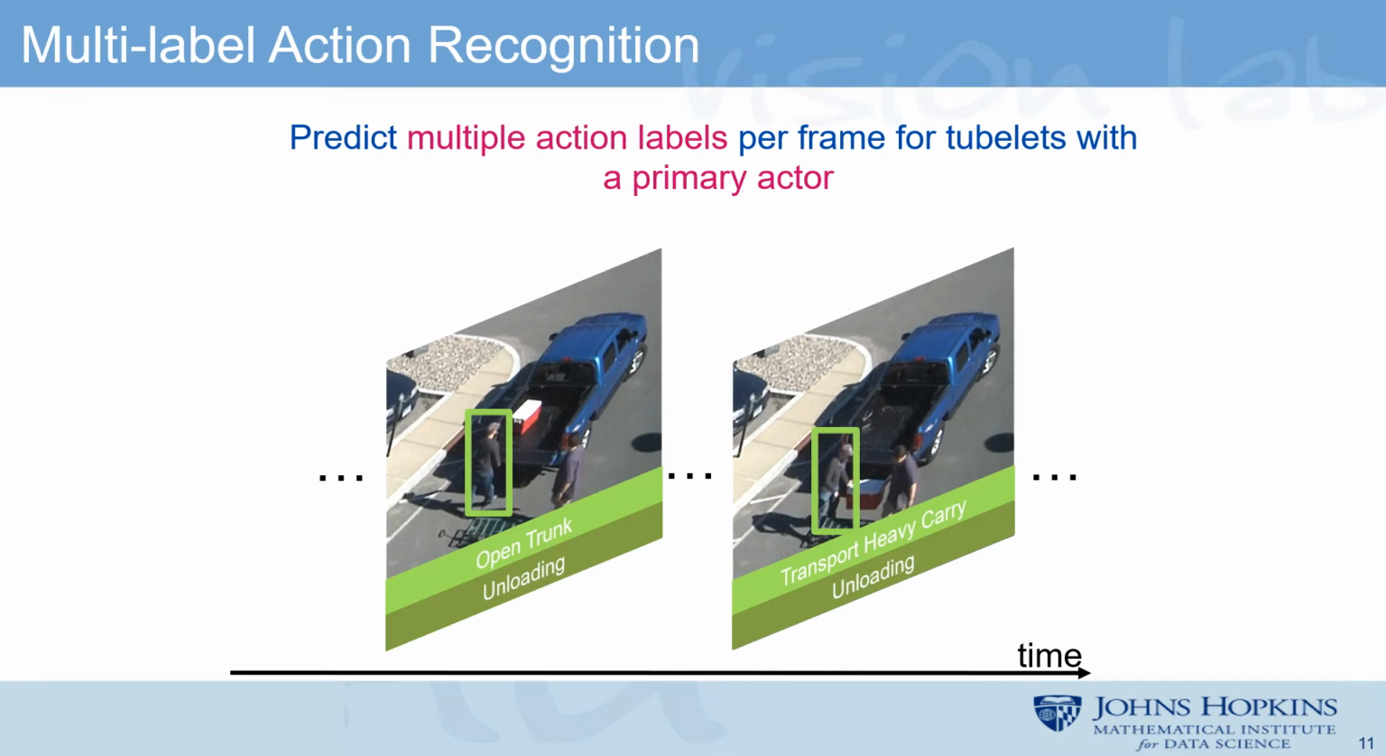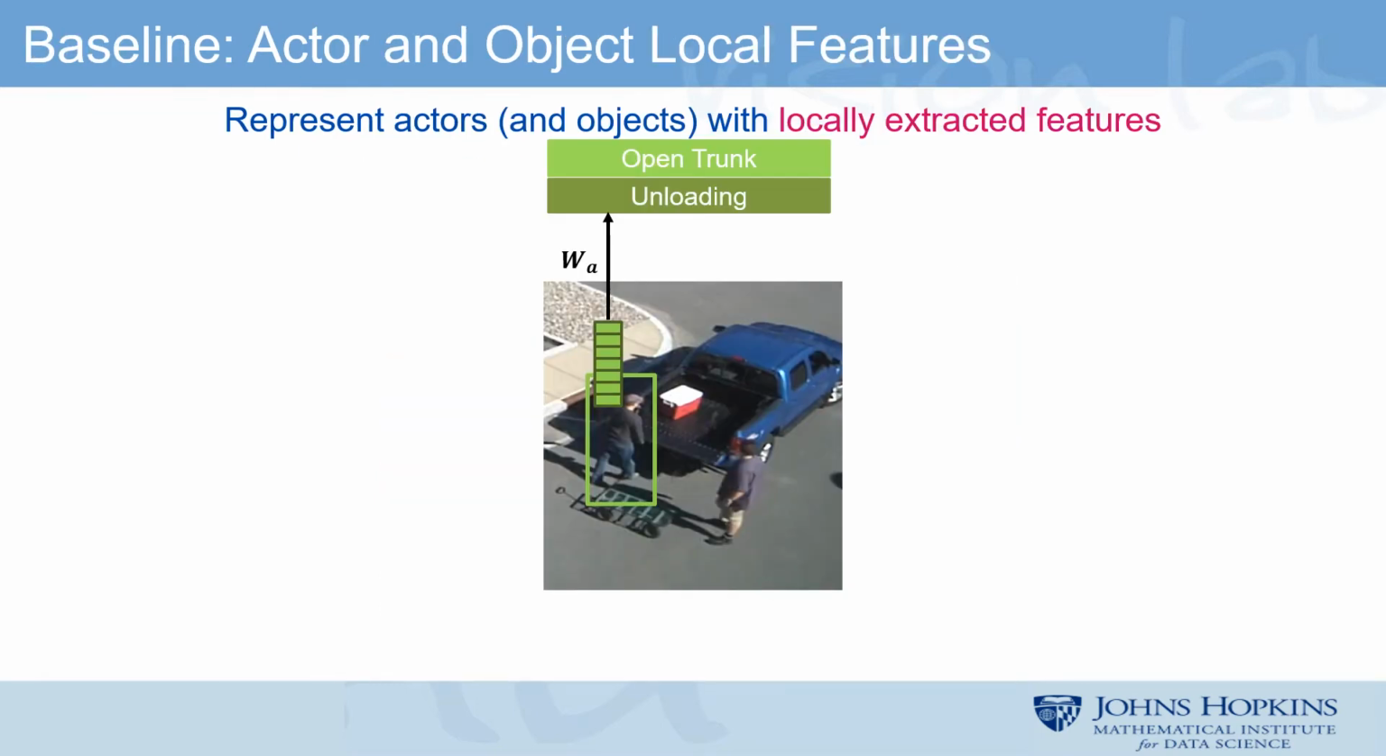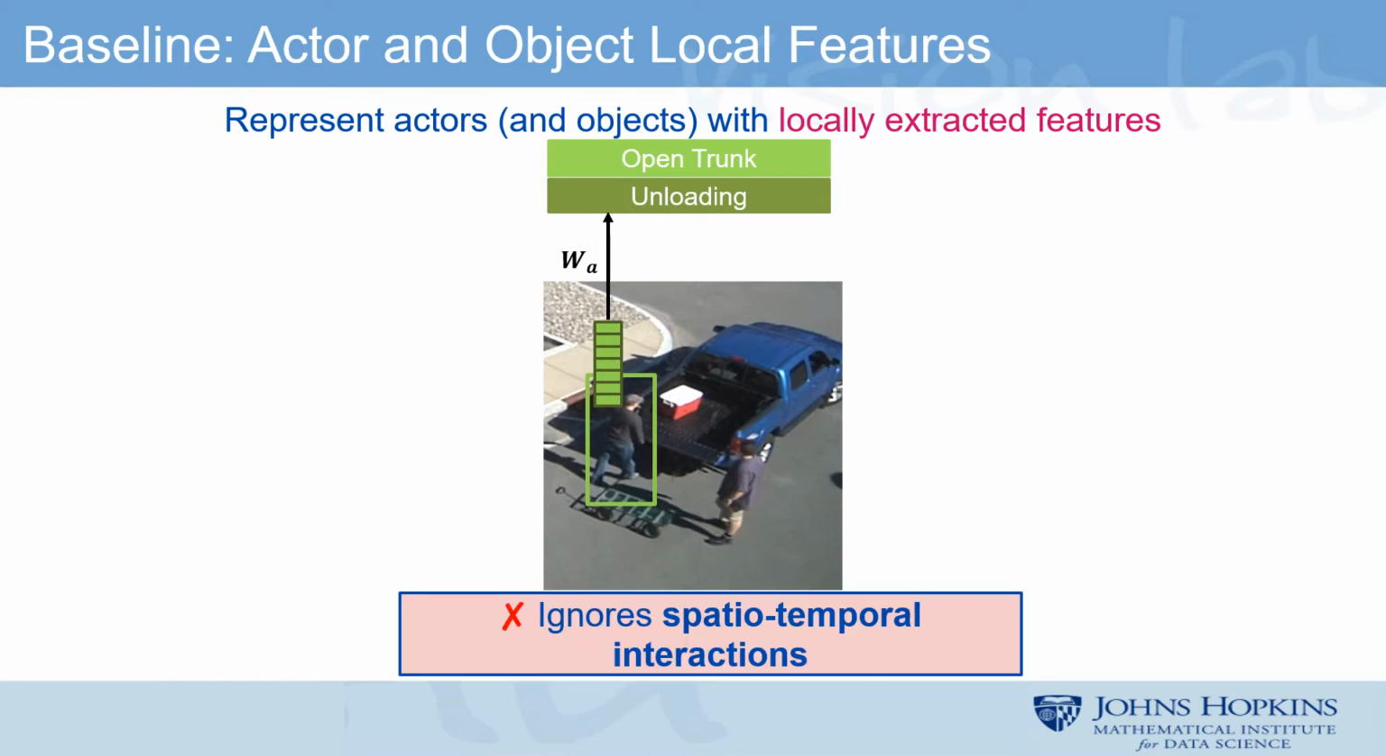To do this, we predict multiple action labels per frame for the primary actor of each tubelet. A straightforward way to approach these types of problems is to localize the actor, extract local features, and then use these features to predict their actions. However, this approach ignores spatio-temporal interactions.